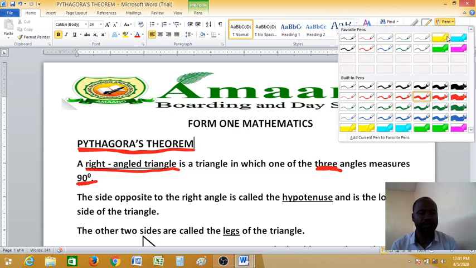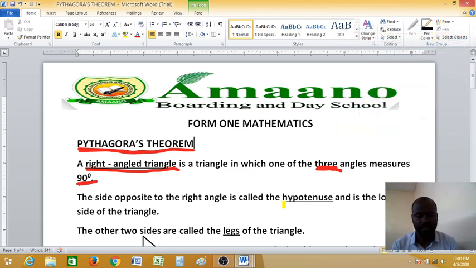And the second term is hypotenuse. Hypotenuse is the longest side which is opposite to the right angle. A right angle means the angle whose degree measure is 90 degrees in a given triangle. So the side which is opposite to this right angle, we call it the hypotenuse. And again, this hypotenuse is the longest side of the triangle.